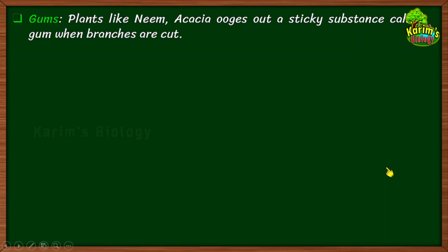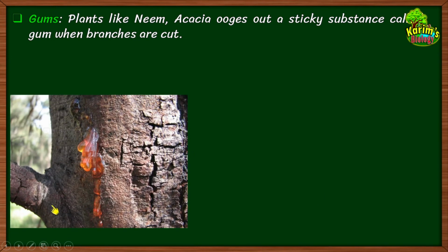Now the next one, gums. Okay, gums are sticky substances and they are produced by neem plant and acacia plant, because when the stems of the neem and acacia get injured, or when you cut the branch of these trees, then through that branch you can see the secretion of some sticky substance. Okay, that is called a gum. So this is how the gum appears. You can see the stem, when it gets injured, it secretes gum.